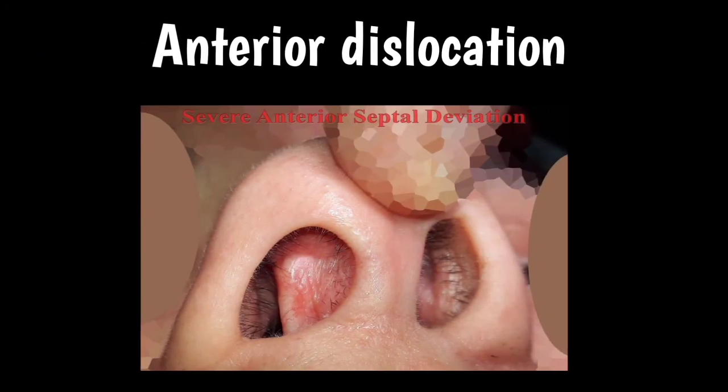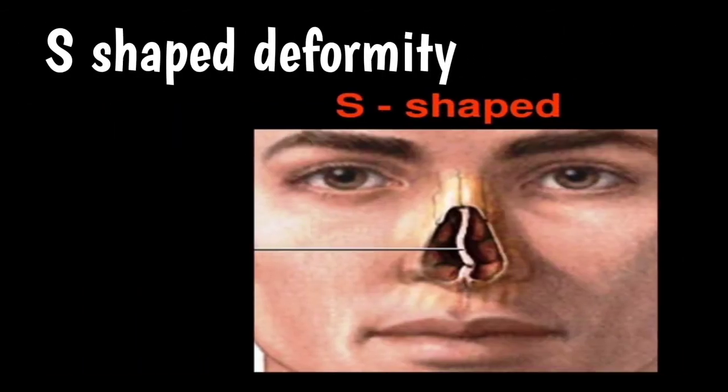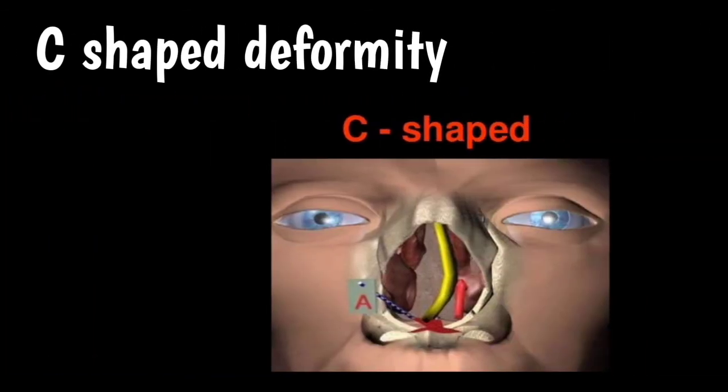Number 1. Anterior dislocation. Septal cartilage may be dislocated into one of the nasal chambers. This is better appreciated by looking at the base of the nose when patient's head is tilted backwards. Number 2. S-shaped deformity. Either in vertical or anteroposterior plane, S-shaped deformity occurs and it may cause bilateral nasal obstruction. Number 3. C-shaped deformity. Septum is deviated in a simple curve to one side.